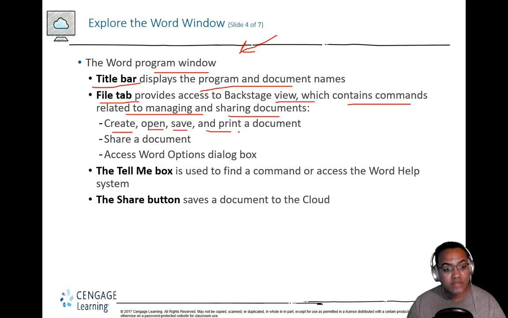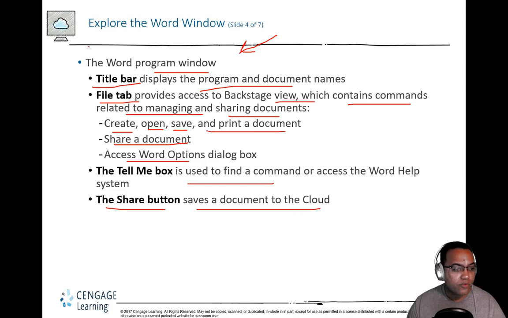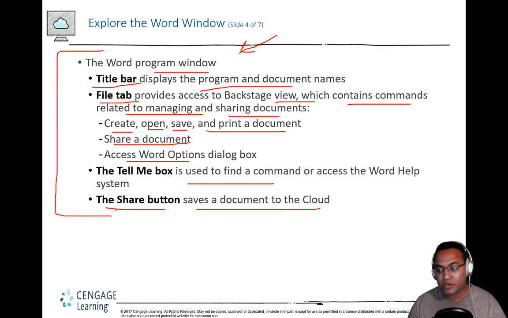Create, open, save, and print a document. Share a document. Access Word options dialog box. The Tell Me box is used to find a command or access the Word help system. The Share button saves the document to the cloud. So let's go over what they're actually talking about here.